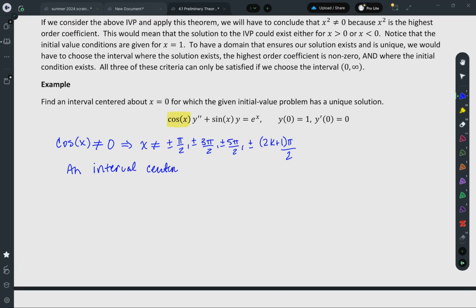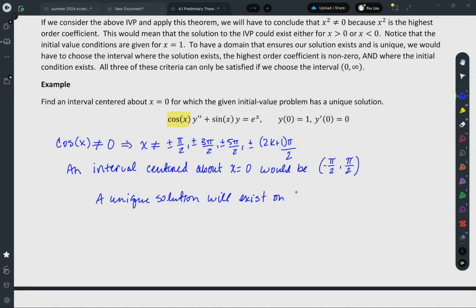centered about x equals 0, and that would be the interval with endpoints of minus pi halves and positive pi halves. So a unique solution will exist on this interval, minus pi halves to pi halves. It's as simple as that.